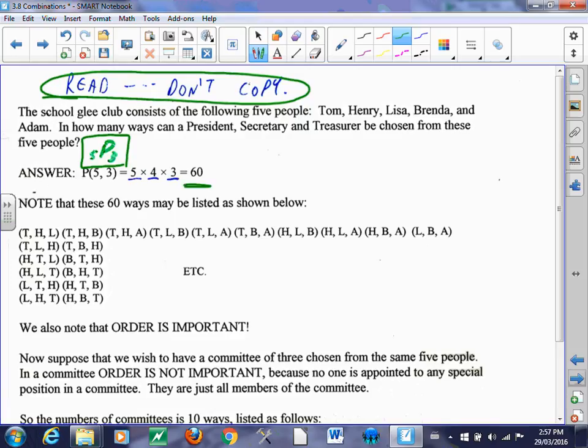Okay, and it says, note there, these 60 ways are listed as below, so you can take a look at them. We also note that when we take a look, is this the president and then the secretary and then the treasurer? Okay, so order is specific. So what we need to take a look at here is realizing that in some cases order is important.